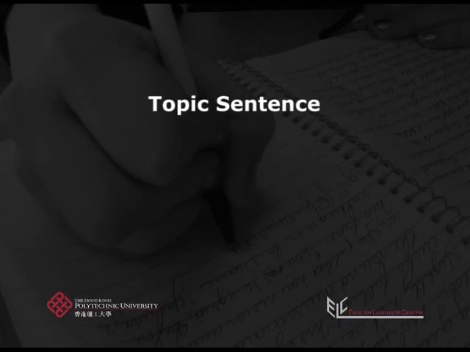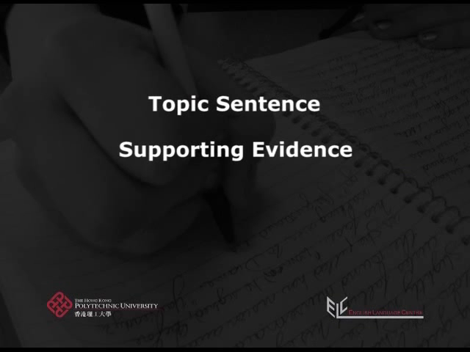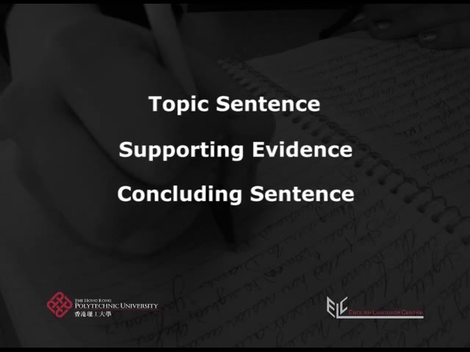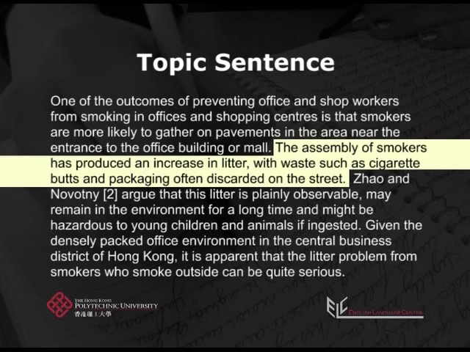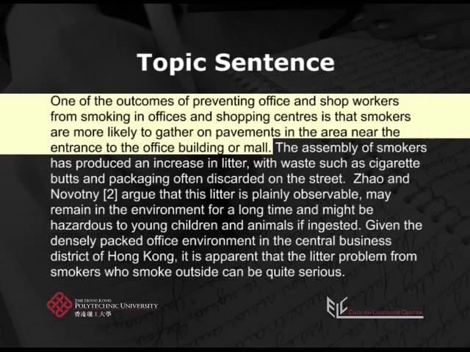And remember, each paragraph should be divided into 3 parts. First, the topic sentence, then supporting evidence, and finally a concluding sentence. Where's the topic sentence in this paragraph? Well, usually in a paragraph, it's the first sentence. But in this one, it's the second sentence. The first sentence acts as a link between the introduction and the first paragraph.